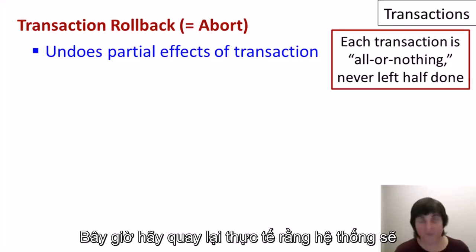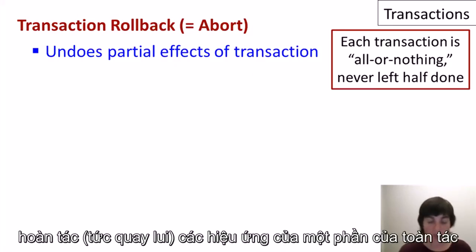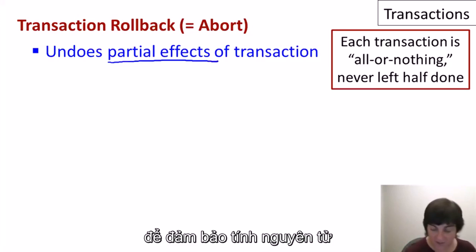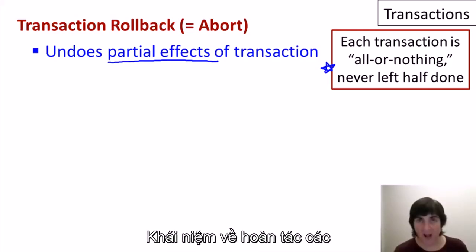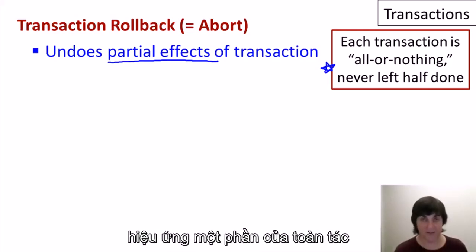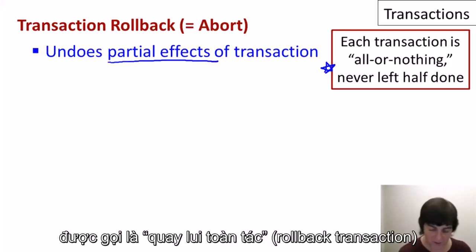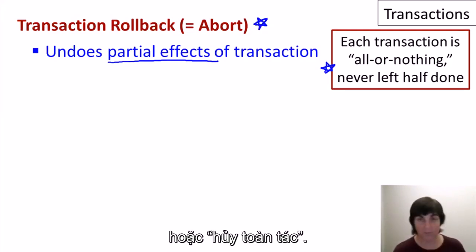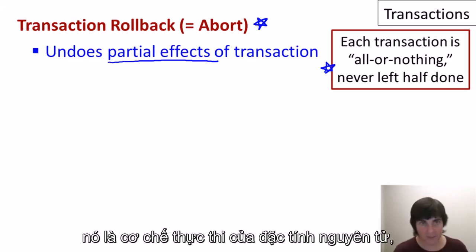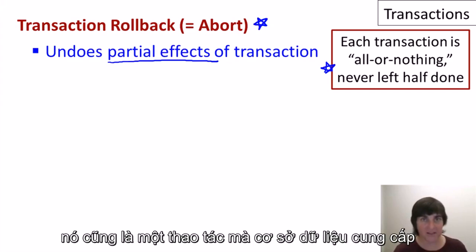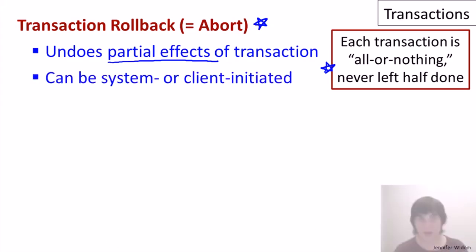Now let's come back to the fact that the system will undo partial effects of a transaction to guarantee the atomicity property, that each transaction is executed in an all or nothing fashion. So this concept of undoing partial effects of a transaction is known as transaction rollback or transaction abort. And the reason I'm mentioning it here is that although it is the implementation mechanism for atomicity, it's also an operation that's exposed by the database if an application would like to use it.